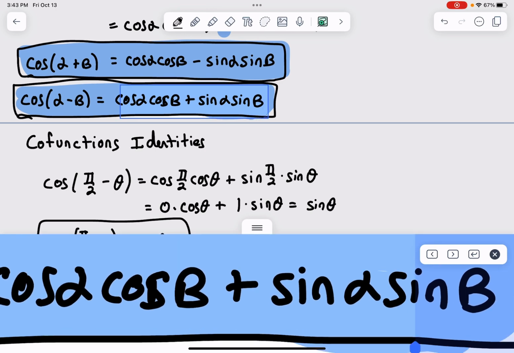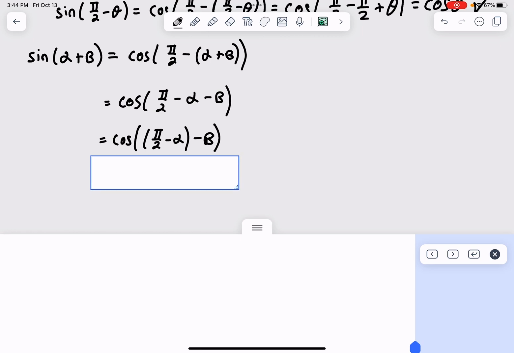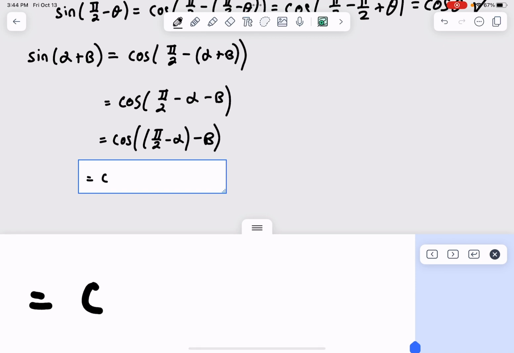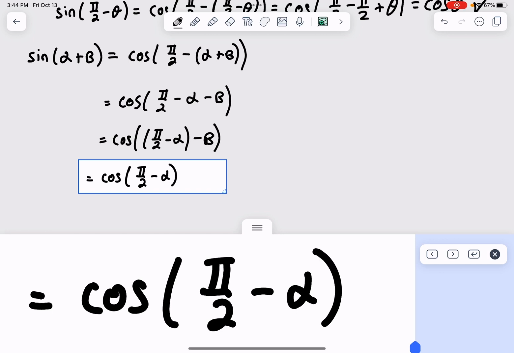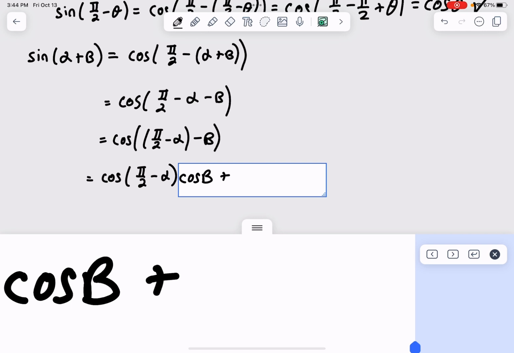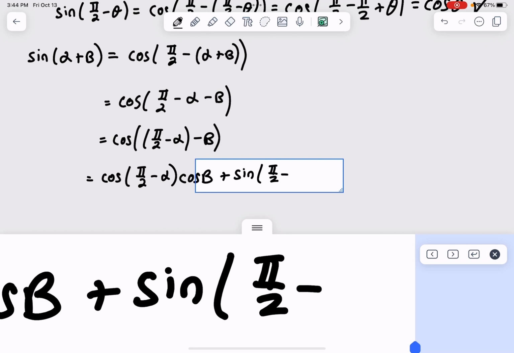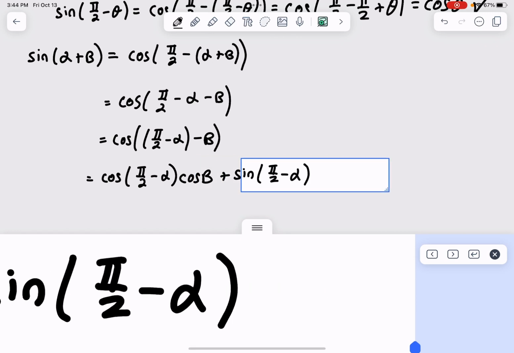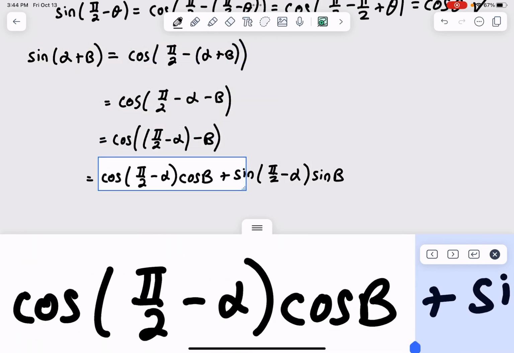Cosine first, cosine second, plus sine first, sine second. So cosine of pi over 2 minus alpha minus beta would be cosine of the first, pi over 2 minus alpha, times cosine of the second, plus sine of the first times sine of the second. Okay, so sine of alpha plus beta follows down to this.